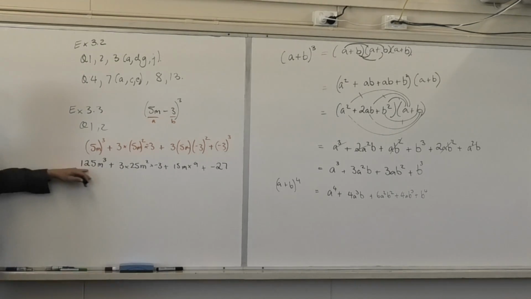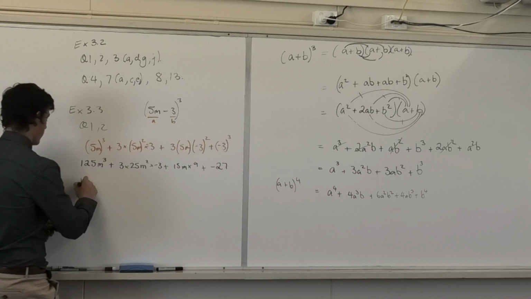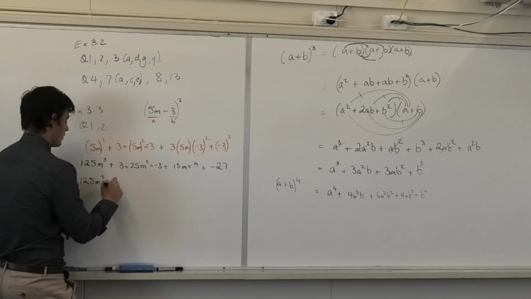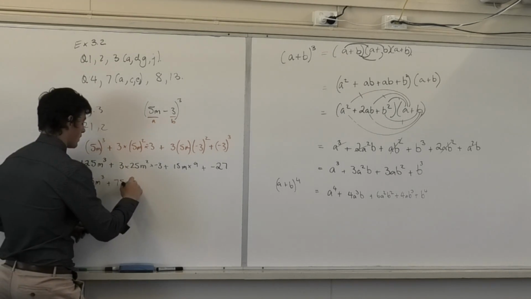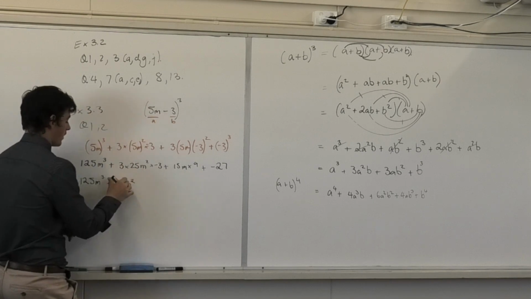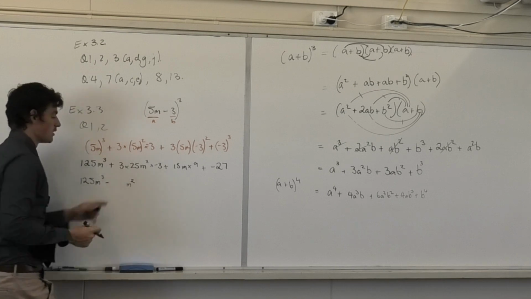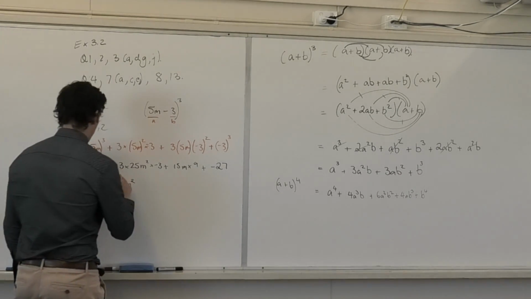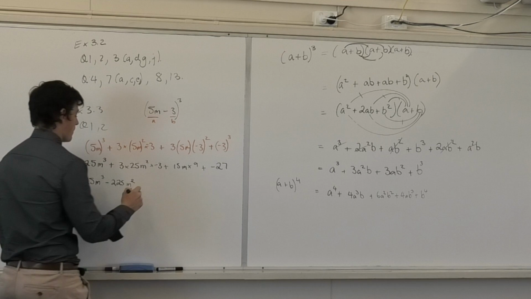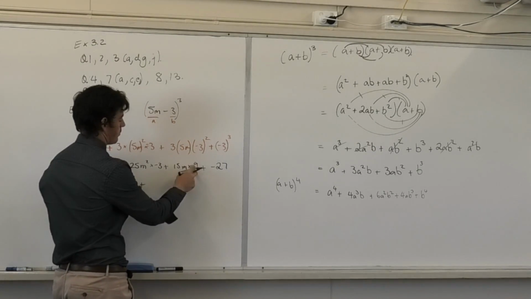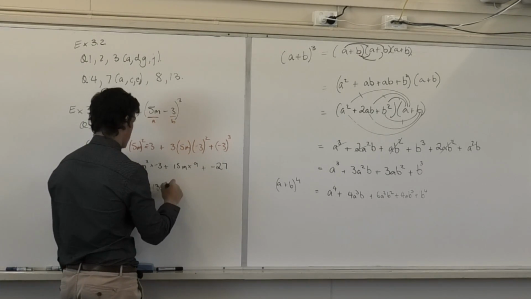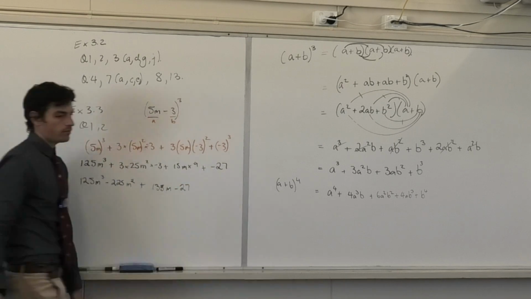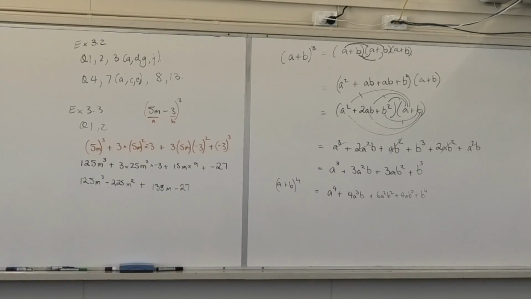Can I do anything with this? That's all good. So 125 m cubed plus 75 m squared. No, should be, sorry, that's a lie. That is an absolute lie. Should be minus 75 times negative 3, which is negative 225 m squared, plus 135 m minus 27. That's not finalized.